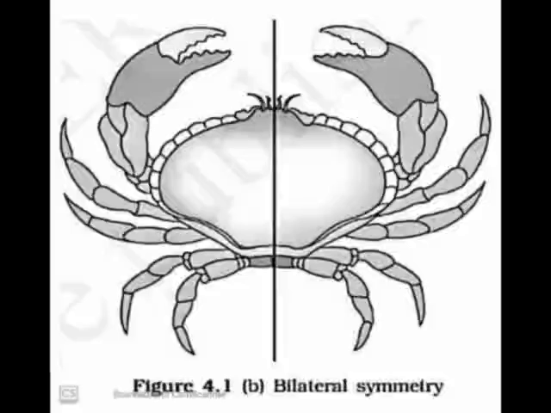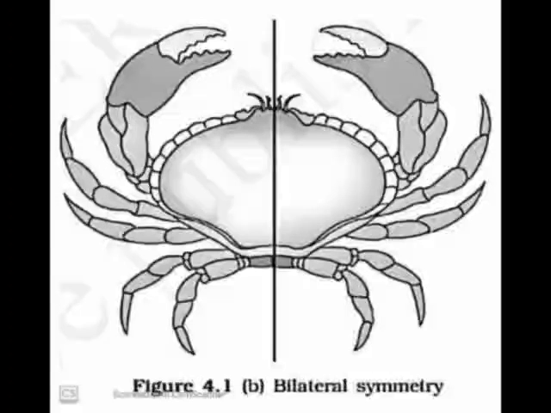What is the coelom? Coelom is the name given to the empty space between the body wall and the gut wall. This cavity is lined by mesoderm. Animals which do not have coelom are called acoelomates, and the animals which possess this cavity are called coelomates. And in some animals, the body cavity is not a true coelom.